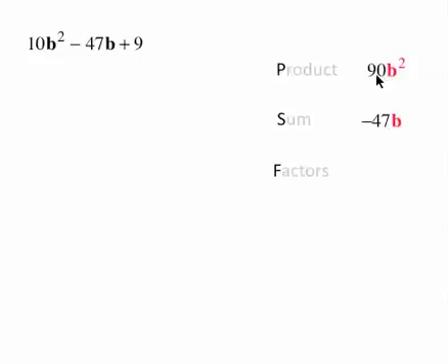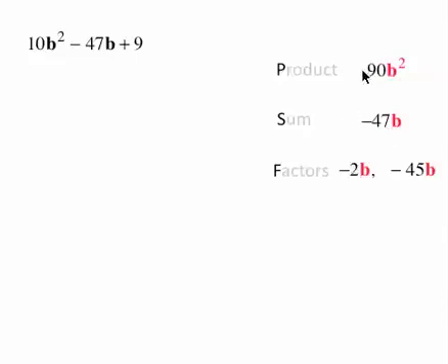When you first look at this, you think, well, 9 times 10. But if you add them together, you're getting 19. All right, well, how about 5 times 18? That adds up to give us 23. That doesn't really work. So 2 and 45, well, that works perfectly. 2 times 45 is 90. 2 added to 45 is 47. So that seems to work.